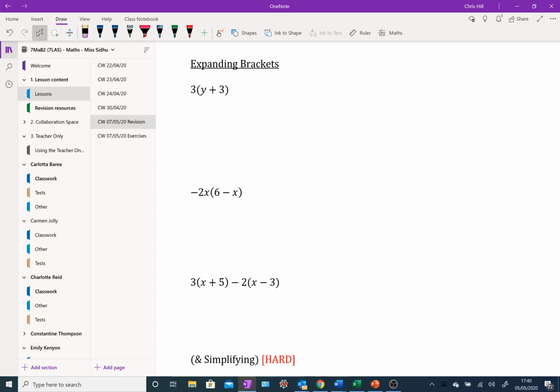Okay, so expanding brackets. When we expand brackets, we take the number outside the bracket and we multiply it by both numbers inside the bracket, taking into account the sign in front of it. So this will become 3y plus 3 times 3, or 3y plus 9.